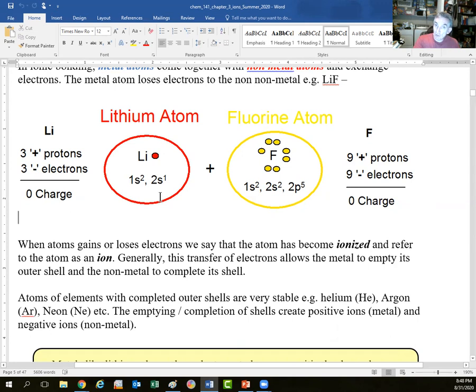That's the electron most vulnerable to being taken because it has the weakest attraction to the protons in the nucleus, being in the second shell. Meanwhile, the fluorine at 1s2, 2s2, 2p5 just needs one more electron to complete its set. And it's going to grab that electron from the lithium because, as element number 9, atomic number 9, it's got 3 times as many protons as the lithium atom. So it takes that electron out of the shell of the lithium and uses it to complete its own shell.